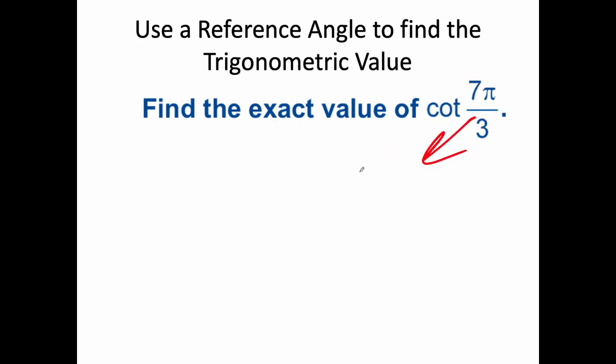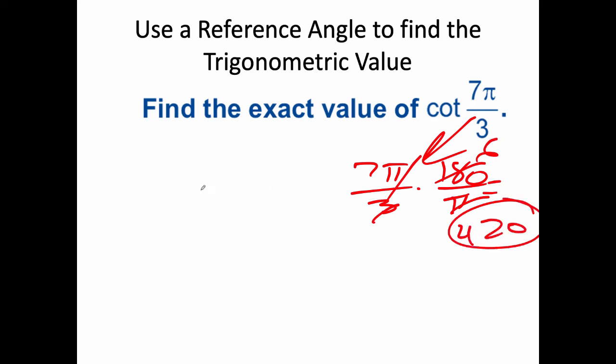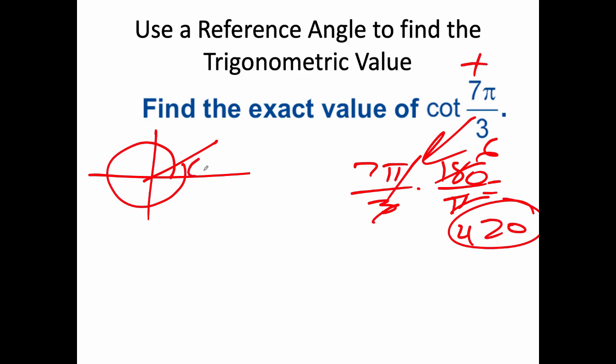Cotangent of 7 pi over 3. Crap. 7 pi over 3. To get rid of pi, go to degrees. Boom, boom, boom, boom. 420. Step 1, find the quadrant. This is in quadrant 1. Everything is positive in quadrant 1. Step 2, get a reference angle. Now I'm going to use a 30, 60, 90: 1, 2, square root 3.